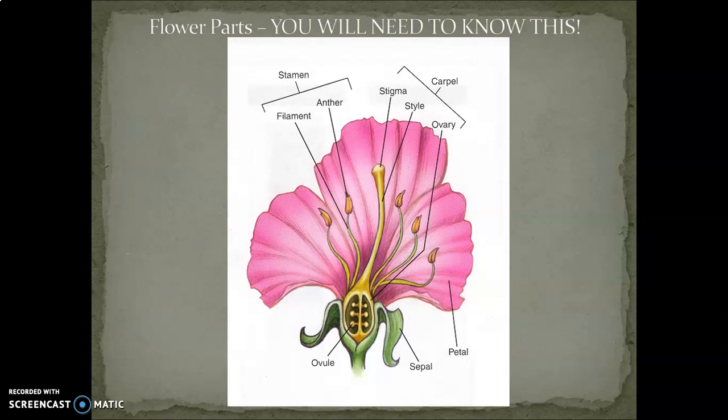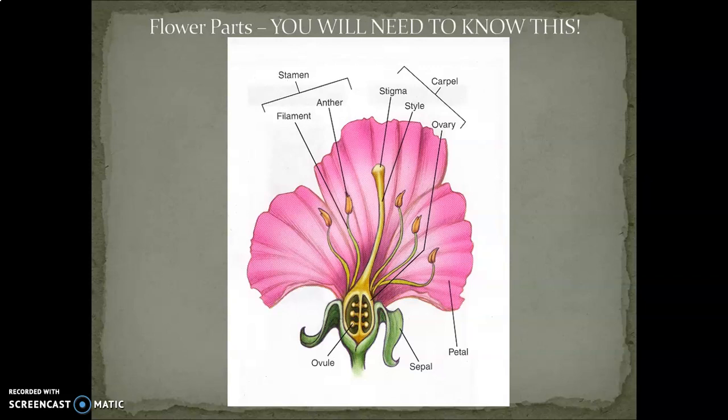All right, we break down a flower. We have the male part, which is the stamen. Kind of easy to remember because it has the word men in it. That's the male part made of the anther and filament. The filament holds up the anther. The anther creates the pollen grains, which is the male gamete.